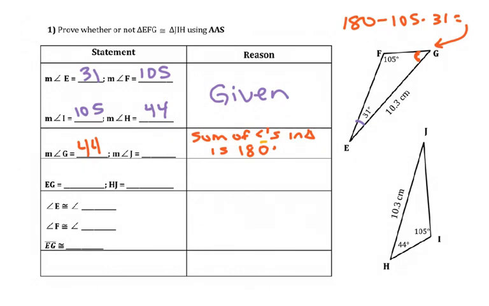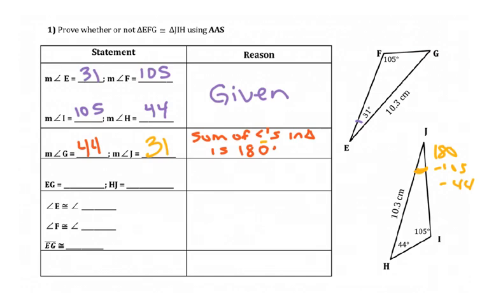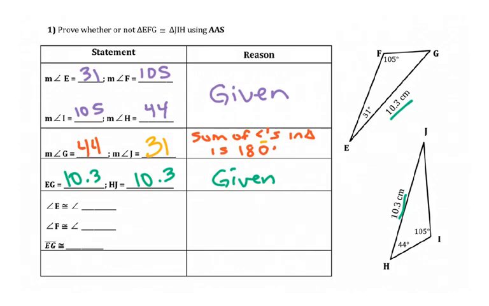Okay, for angle J, I'm going to do the exact same thing. I'm going to do 180 minus 105 minus 44. And when I'm done, I'll get 31. And that falls under the same reason, which is why I have them grouped together. Okay, the third one, EG is equal to, let me erase the things I've already got here. So EG, you look at your picture, it's 10.3. I don't have to do anything. It's just there. HJ, same thing. So those would fall into a given category. I didn't have to do anything for that.